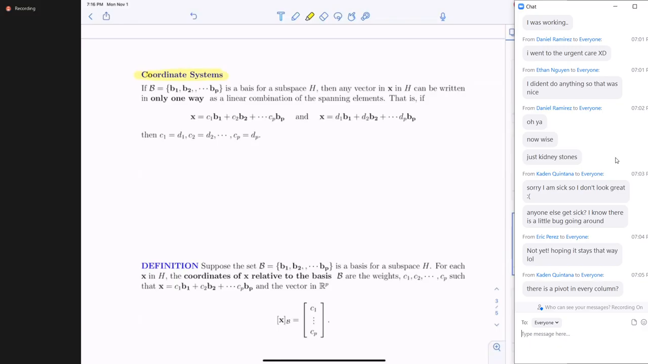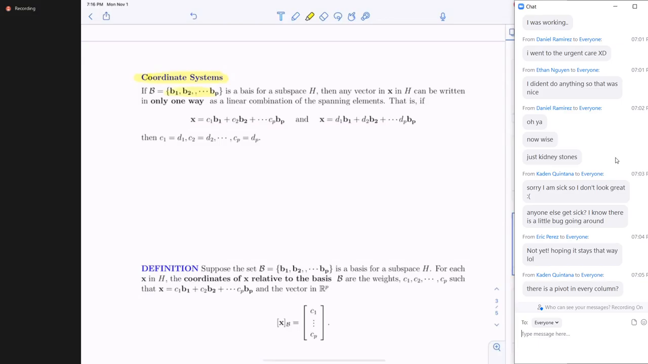All right. Any question, guys? If B is a basis containing the vectors b1, b2, and then bp for a subspace H, any vector x in H can be written as a linear combination of the spanning elements b1, b2, and then bp. But the fact is that this linear combination is unique. So it means that there is only one way to write the linear combination in terms of b1, b2, and then bp, which means that if x has two such linear combinations, the coefficients must be equal, right?